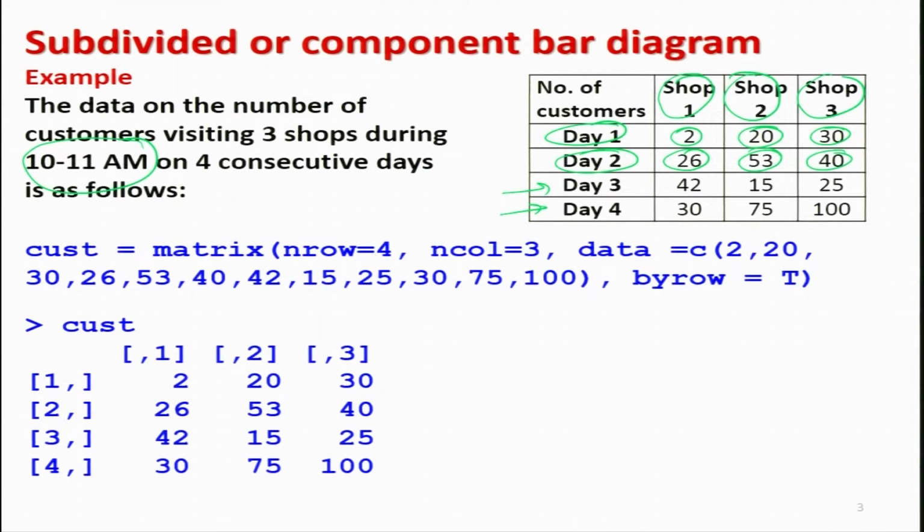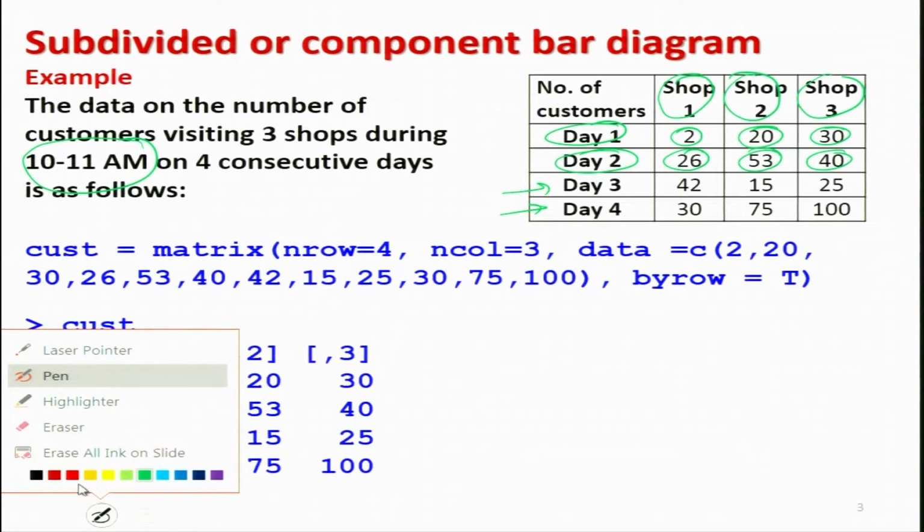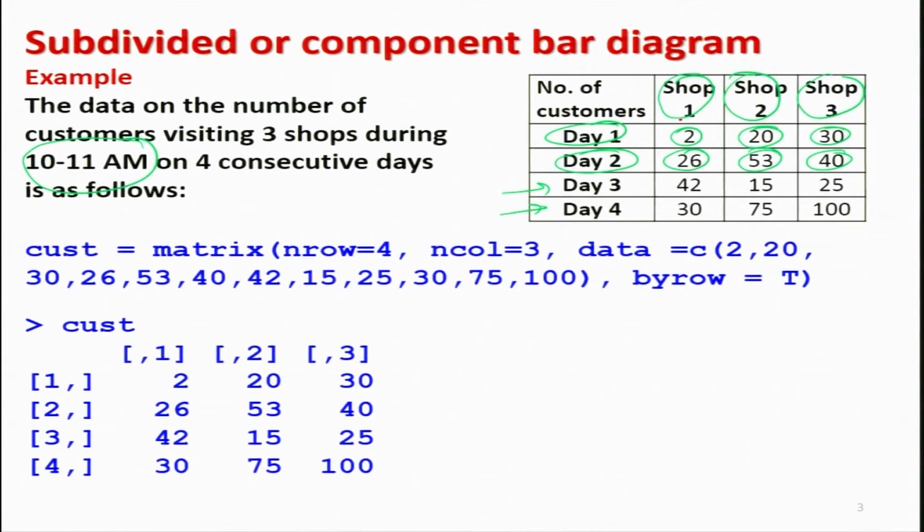Now, I want to create a subdivided or component bar diagram. In order to create a bar diagram, the first condition is that the input data has to be given in the form of a matrix. So, just consider this data as a matrix. This is row 1, this is row 2, this is row 3, and this is row 4, and this is column 1, this is column 2, and this is column 3. Now, you have to write all these values in the form of a matrix, and that is going to work as the input of your subdivided bar diagram.